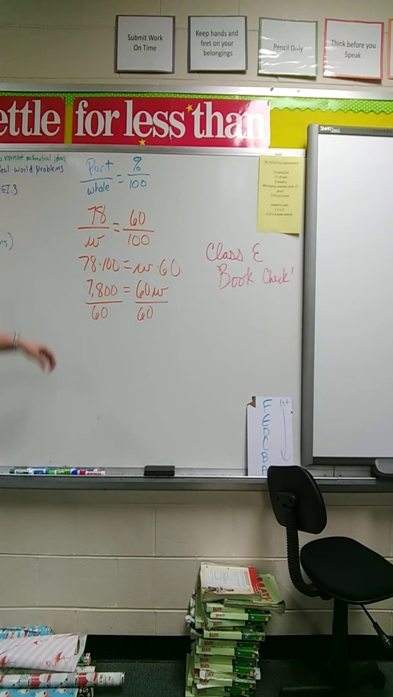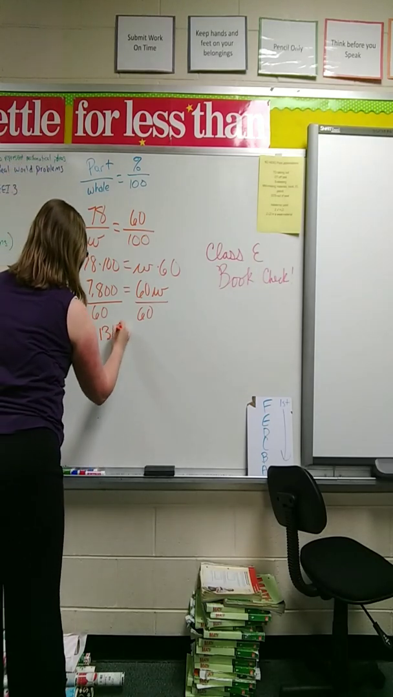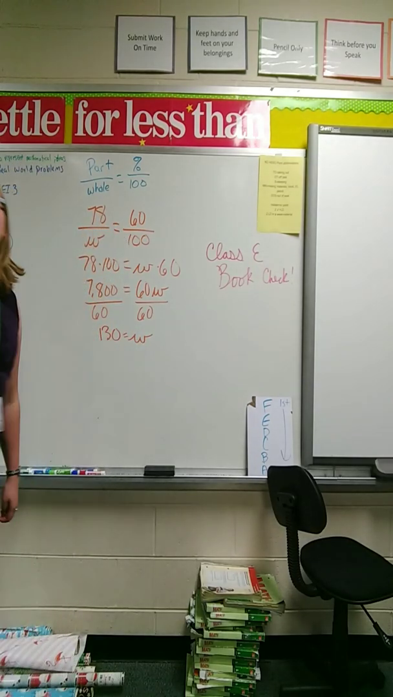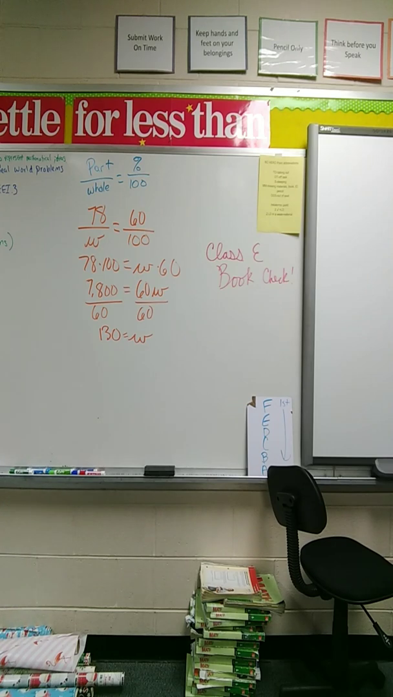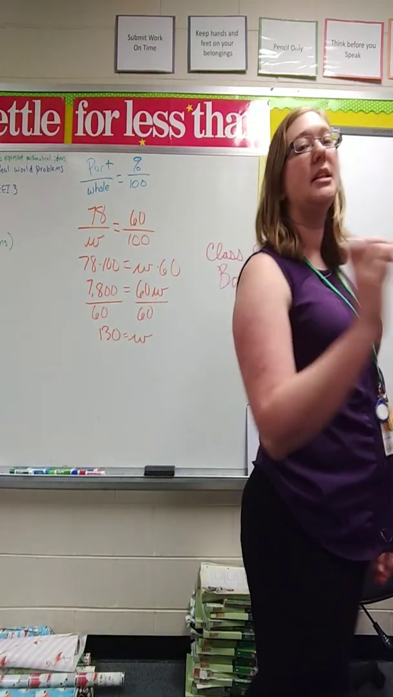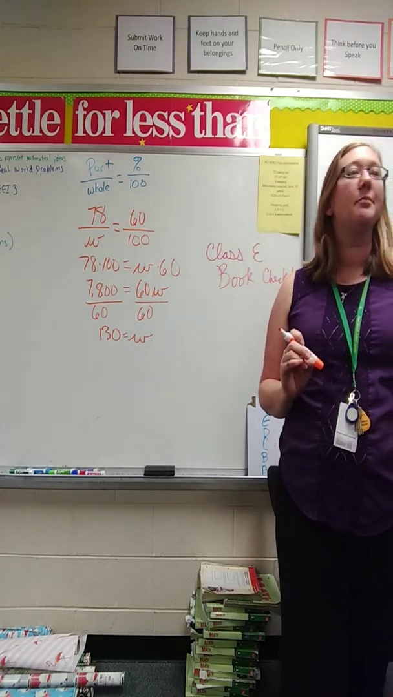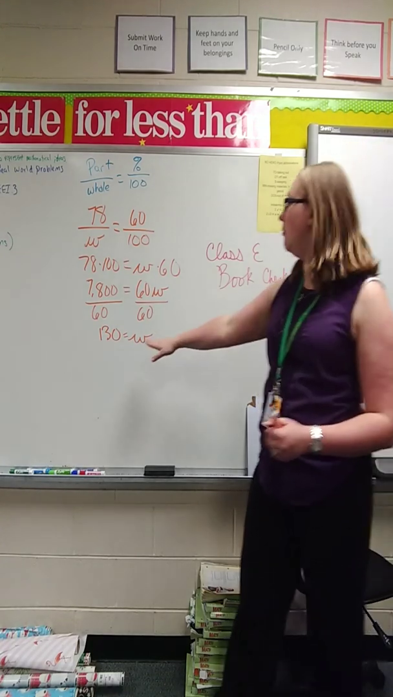7,800 divided by 60 is someone with a handy dandy calculator. 130? No names. 130 equals W. So, do I need a percent sign at the end of 130? What was I solving for? The whole. Does the whole get a percent sign? No, it's not cool enough for that. So this is our answer.